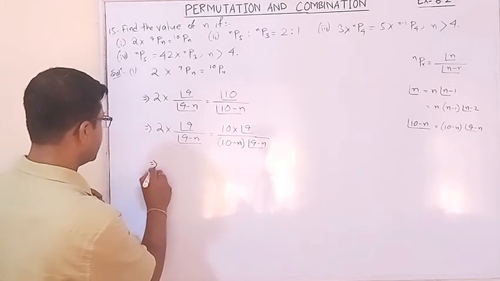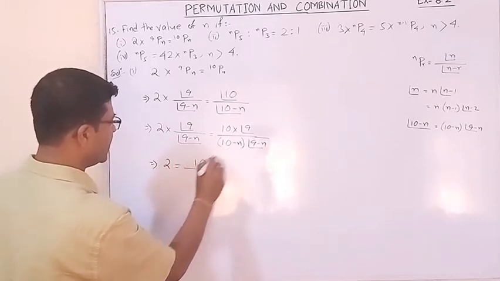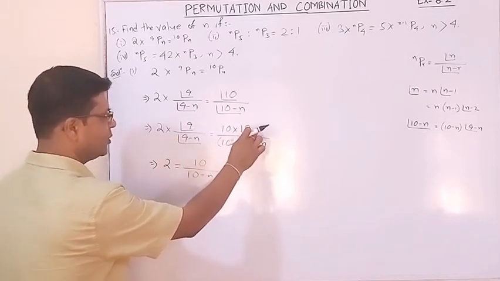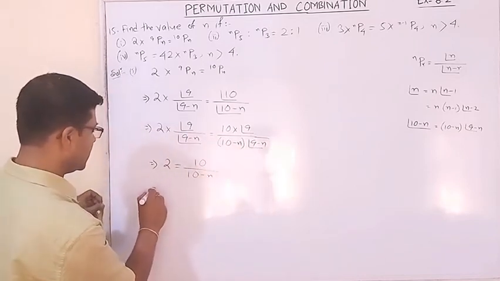So what will be left? 2 is equal to 10 divided by 10 minus n. I repeat, factorial 9 is removed, factorial 9 minus n is removed. So let us cross multiply.